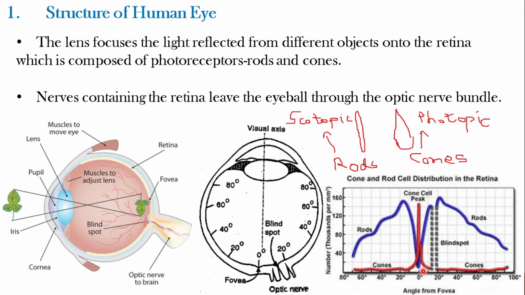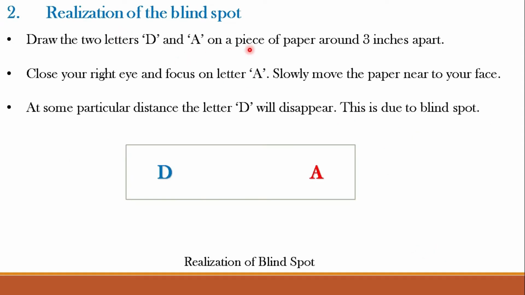So why is it called the blind spot? Because we cannot see an image that strikes the blind spot, and normally we are not aware of this blind spot, right? But let us try one experiment for realization of this blind spot. Draw two letters, D and A, on a piece of paper approximately 3 inches apart. Close your right eye and focus on the letter A using your left eye, and slowly move the paper nearer to your face. At some particular distance, the letter D will disappear.